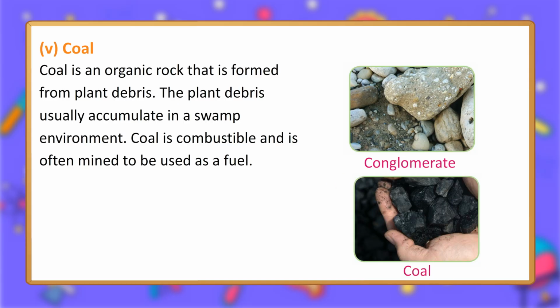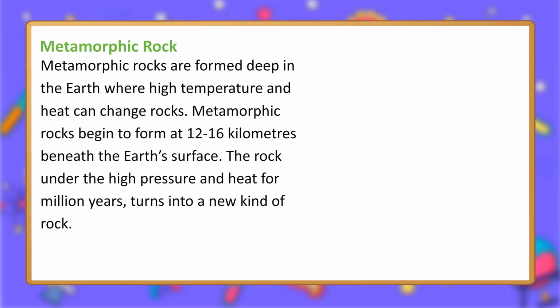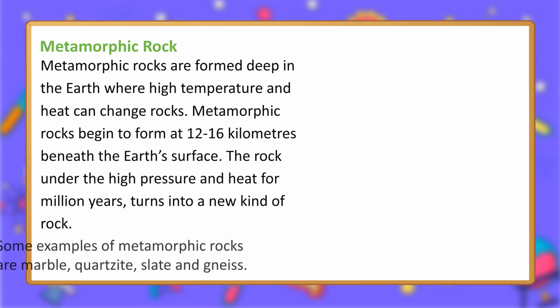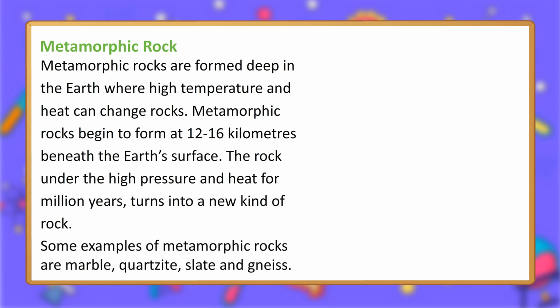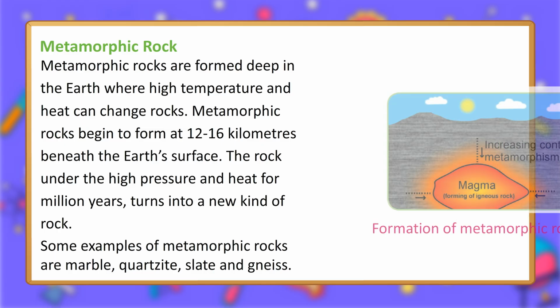Metamorphic rock. Metamorphic rocks are formed deep in the earth where high temperature and heat can change rocks. Metamorphic rocks begin to form at 12 to 16 kilometers beneath the Earth's surface. The rock under the high pressure and heat for million years turns into a new kind of rock. Some examples of metamorphic rocks are marble, quartzite, slate and gneiss.